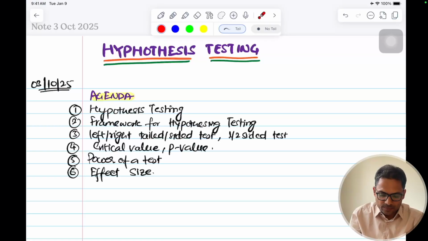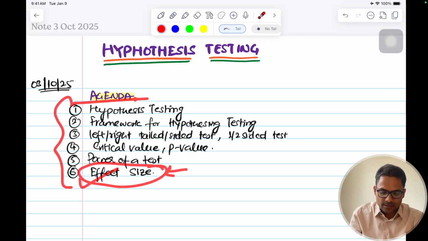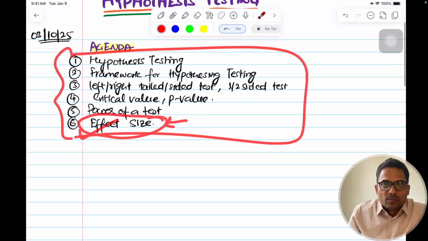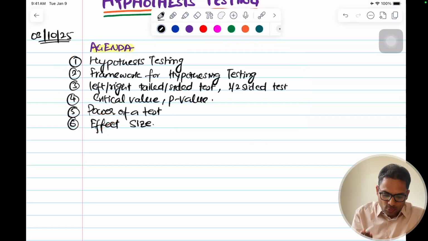We'll understand that. Then we'll discuss about critical value. What is the critical value? When we are discussing about that, we'll discuss about p-value also. P-value we'll discuss during the hypothesis testing framework also, but again it will come here. What is the p-value? And then we'll understand what is power of a test, and then finally we'll understand effect size. Okay, so this is the agenda. Let's start one by one.